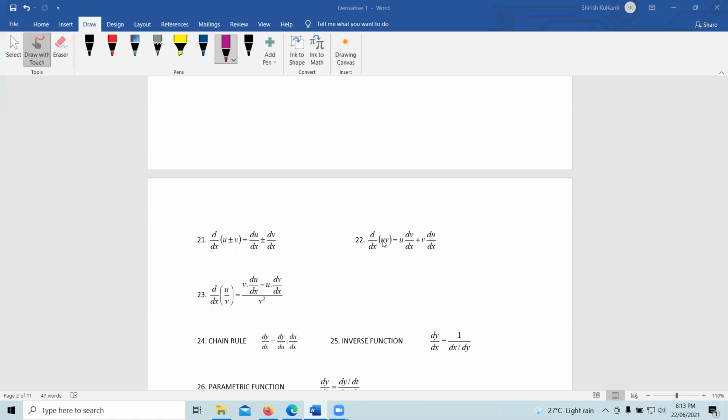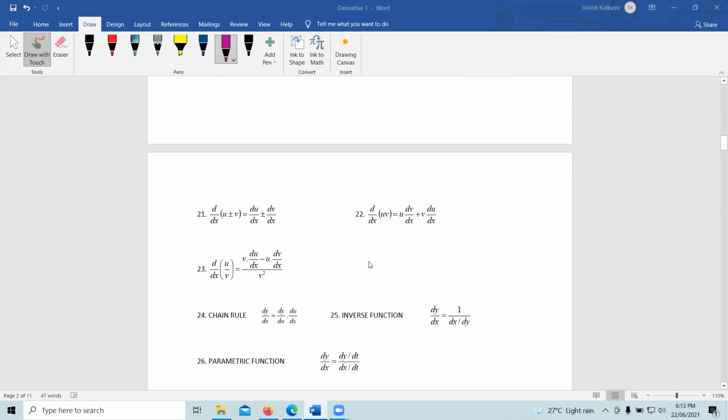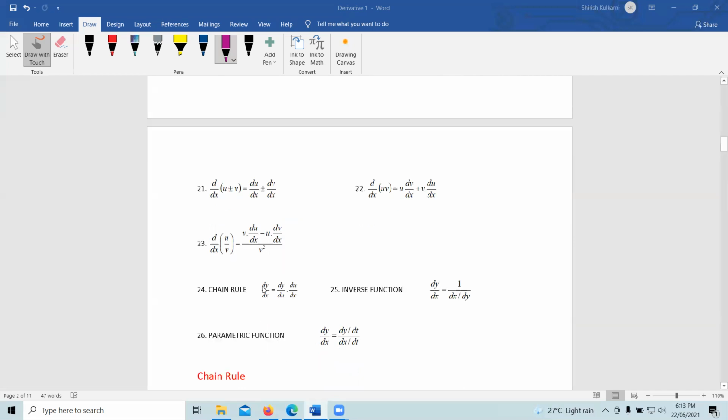How to apply? The derivative of a product of two functions is first into the derivative of second plus second into the derivative of first. This is the product rule. Then the quotient rule. Quotient rule means the derivative of a quotient of two functions. Suppose the numerator contains one variable and the denominator contains another variable, then what is the derivative? The quotient rule: v into du by dx minus u into dv by dx, divided by v square. This is the quotient rule. Then the chain rule. Chain rule is dy by dx is equal to dy by du into du by dx. This is the chain rule.